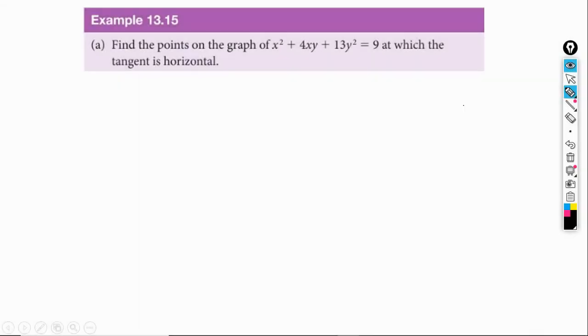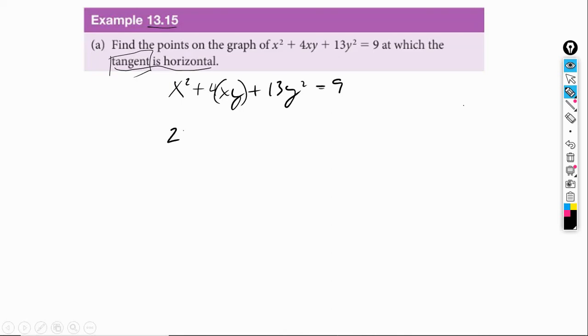Okay, so now we're in example 13.15, and it says, find the points on the graph of x squared plus 4xy plus 13y squared equals 9 at which the tangent is horizontal. So whenever they talk about tangent, we need to find the derivative. So let's find the derivative of x squared plus 4xy plus 13y squared is equal to 9. Okay, so this is implicit differentiation, right? And I'm going to separate the 4 from the x times y, just in order to be careful there.